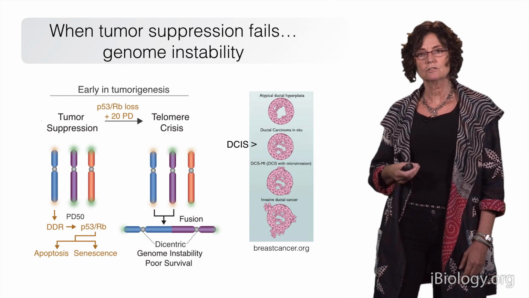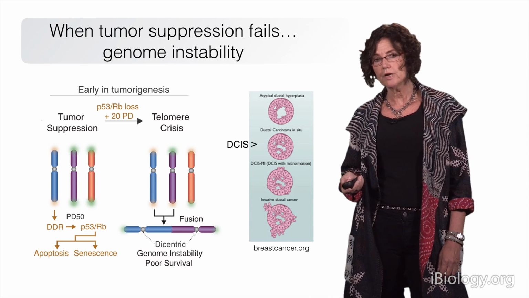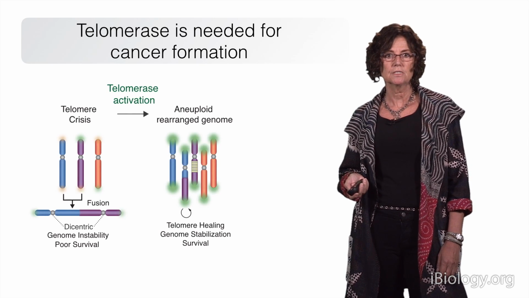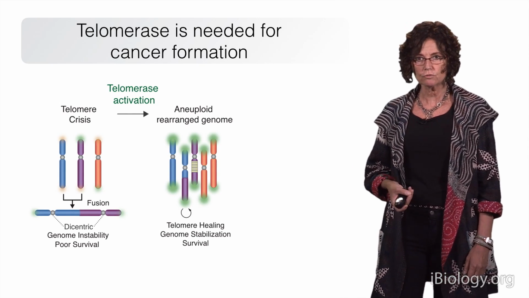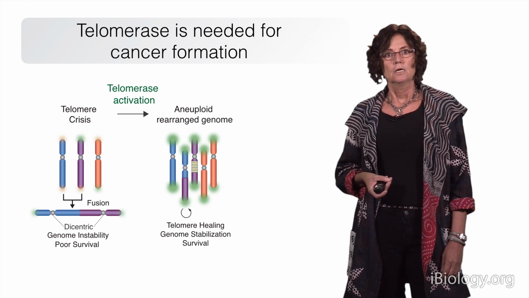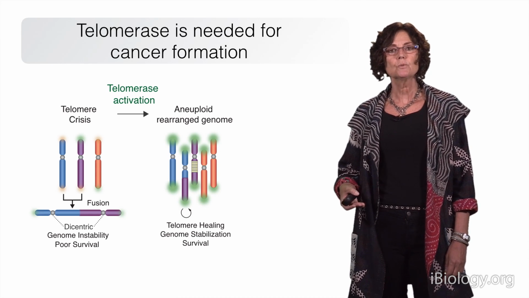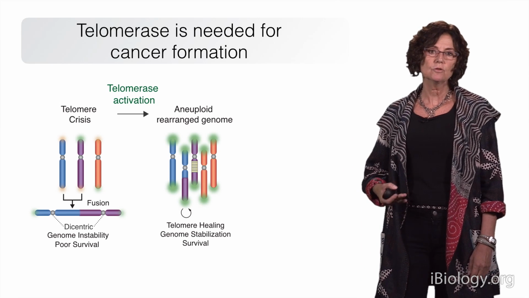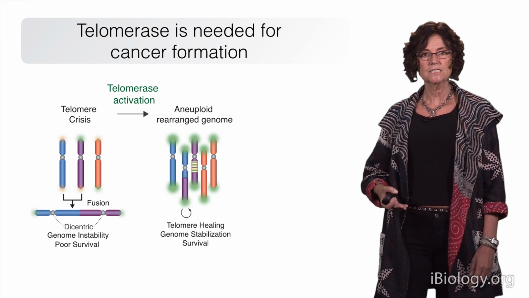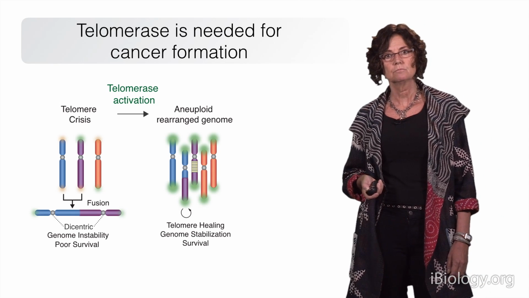Cells in telomere crisis are deeply unhappy. They struggle to divide, and they will only give rise to a frank tumor if telomerase becomes activated. And it's in telomere crisis that there's very strong selection for reactivation of this enzyme. Telomerase is needed to resynthesize the telomeres, to heal them. This will lead to a stable genome. Cells now can divide appropriately, and they will come out with this heavily rearranged aneuploid genome that can promote tumorigenesis.